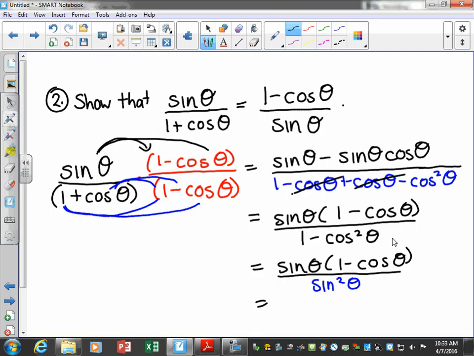Now, what can we do with a sine and a sine squared? I can reduce by a sine, right? So I will just have 1 minus cosine theta in the numerator, and I'll have 1 sine theta in the denominator. And is that what we were trying to get? Yes. So we were trying to get 1 minus cosine theta over sine of theta, and we achieved that. So check.